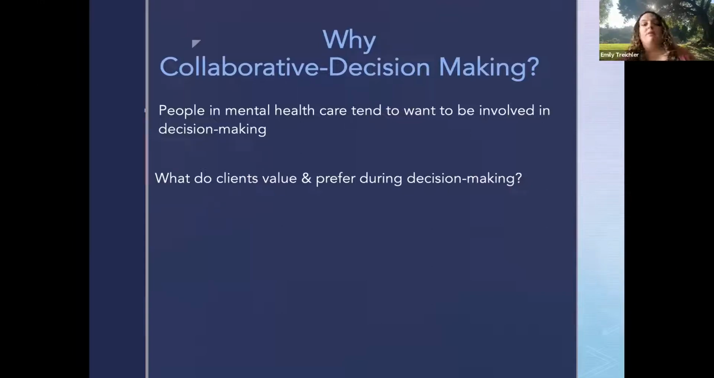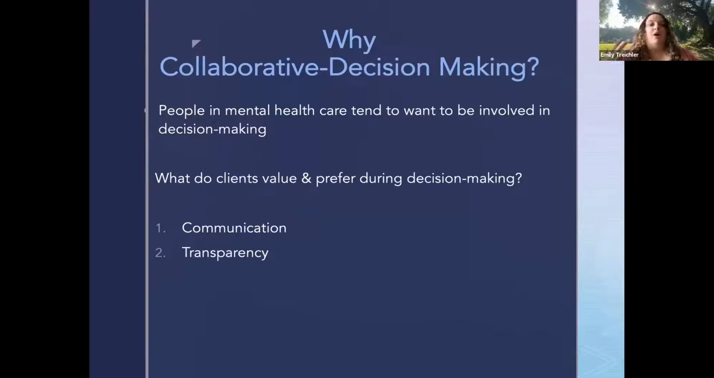And what I found in my work is that there are, I think, five things that clients tend to value and prefer during decision-making. The first is communication. The thing that I hear over and over again is, I really just want to know what's going on, why it's happening, why is this treatment being recommended to me? So I think that really fits with the second one as well, a desire for increased transparency.